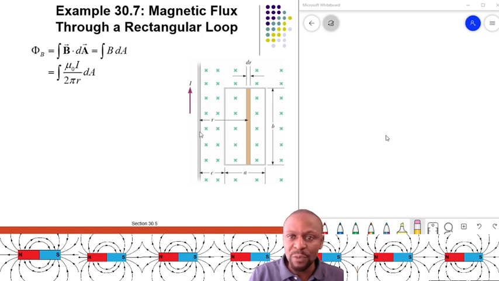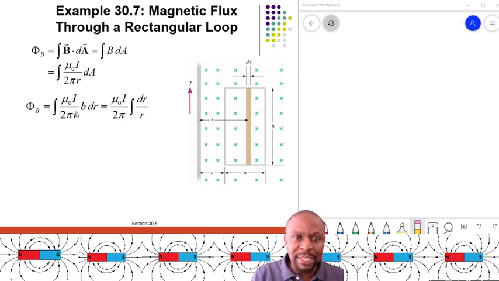But we know what B is. We can determine B at the distance r, and the distance r is just given by this. And now dA is nothing else. If we just chop a small dr, because we know we are going to be integrating from c to c plus a, therefore dr multiplied by b is just going to be dA. Now, dA is just b times dr.